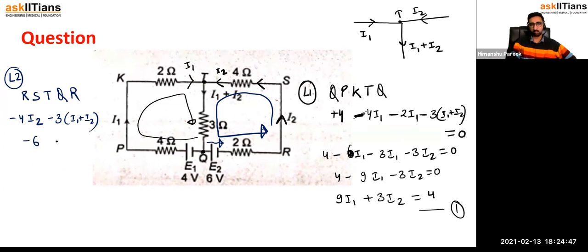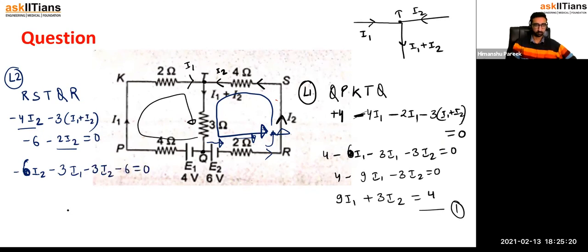And then across the resistor. So current is I2 like this. See this, the current I2 going this way. So this current would be I2 only across 2 ohms. So minus 2I2 equal to 0. Let us just simplify this also. Minus 4I2 minus 2I2 minus 6I2. Minus 6I2 minus 3I2 minus 9I2.